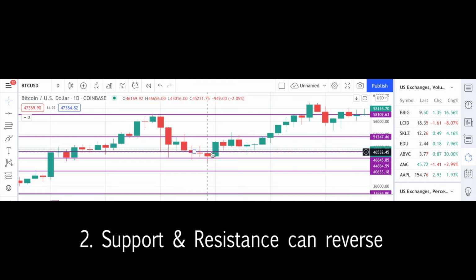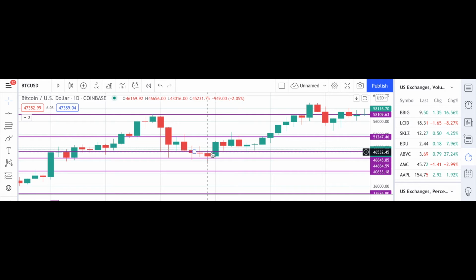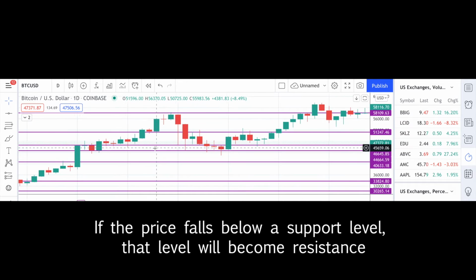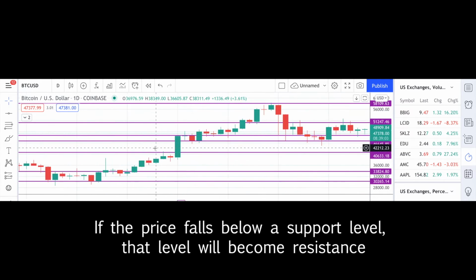The next, reason number 2: support and resistance can reverse. So what exactly do I mean by that? It can reverse. What I mean is that, for number 1, if price falls below a support level, that level will become resistance. So let me give you guys an example. Let's find one here.